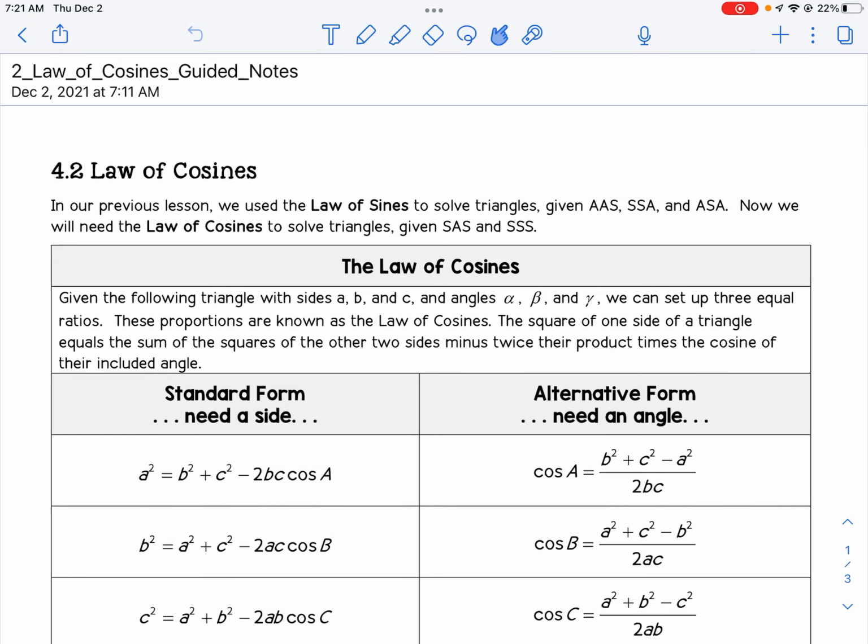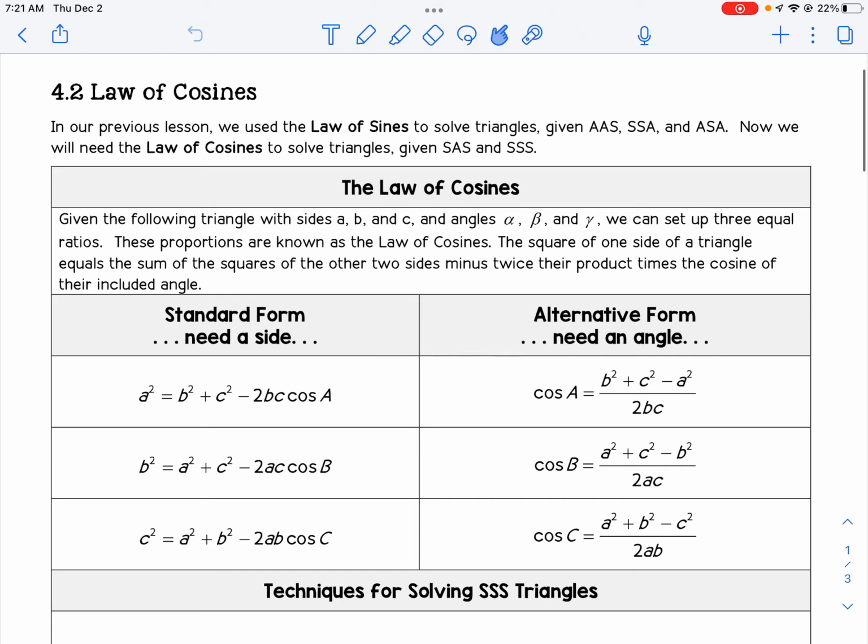All right, so here we are with 4.2, law of cosines. Now again, law of cosines, a little bit harder to memorize that one, but you won't have to worry about that because you have your formula sheet. But a squared equals b squared plus c squared minus 2bc cosine of A.